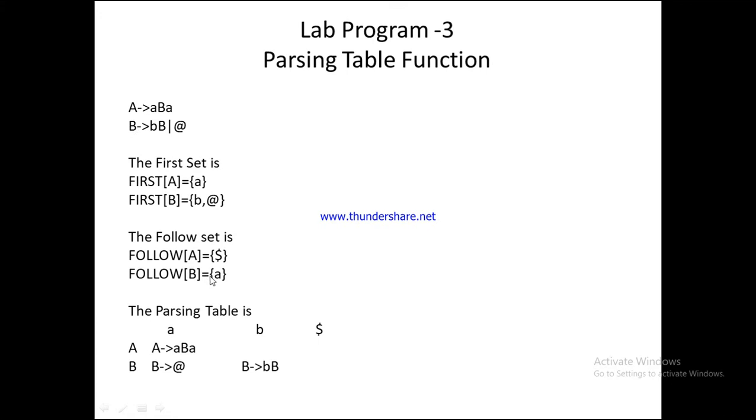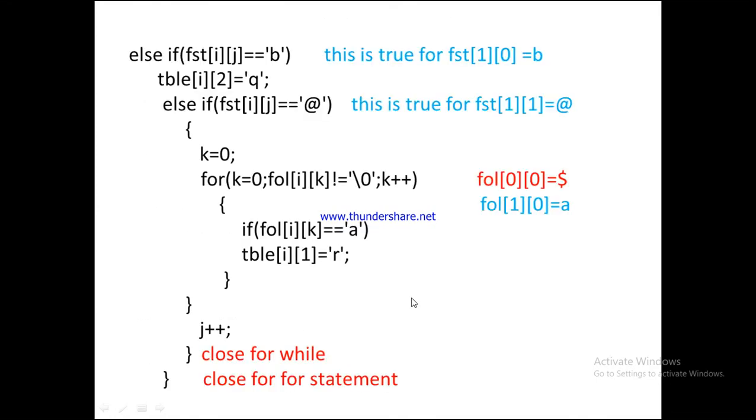What is there in the follow of the B? A. So to that particular terminal entry, I have to include that particular production. So that is what we are doing in this particular for loop. We have to move to the follow function, and check what is there in the follow of the B, and enter that into the parse table entry.